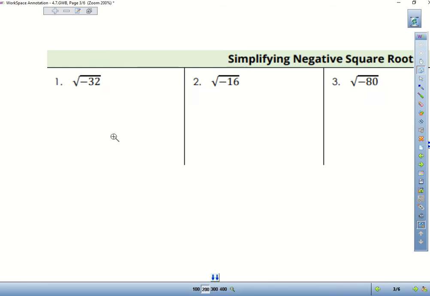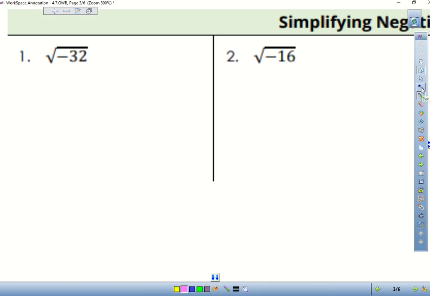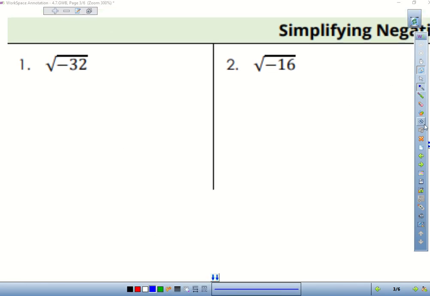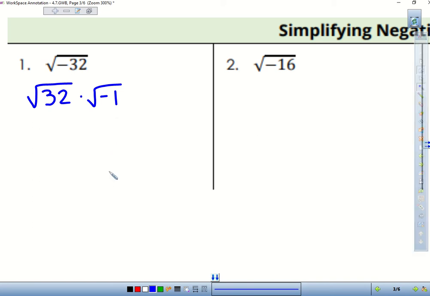So this allows us to simplify negative square roots, which we normally couldn't do before. If you were to type this into your calculator, it would give you an error. So there's an alternate way to do it. What you actually do is write the square root of 32 times the square root of -1. Now once you have that, you are going to simplify this square root. Every number is the product of some numbers, so in this case we can write it as the product of two numbers.